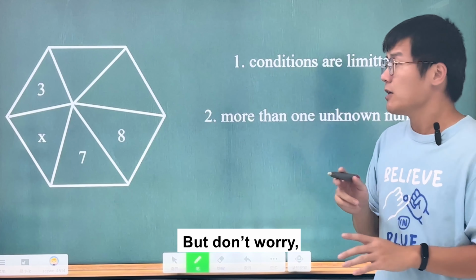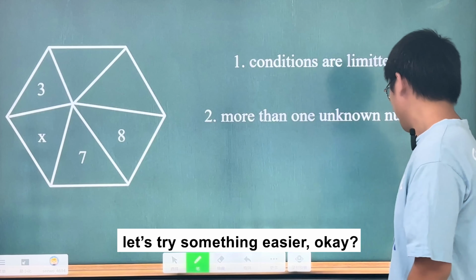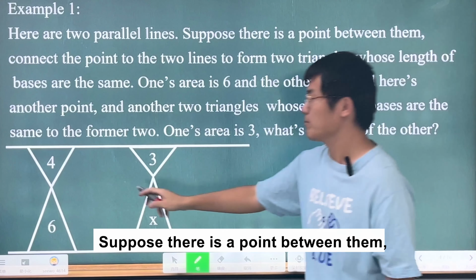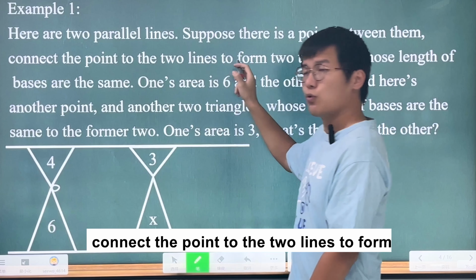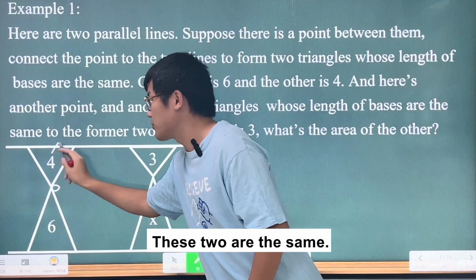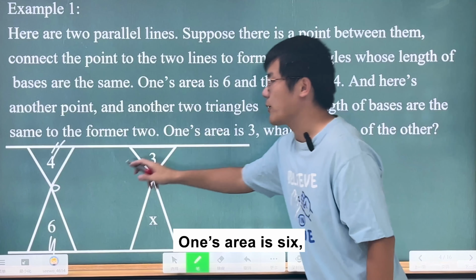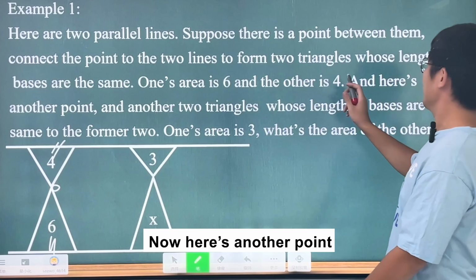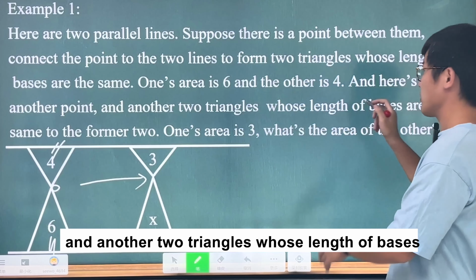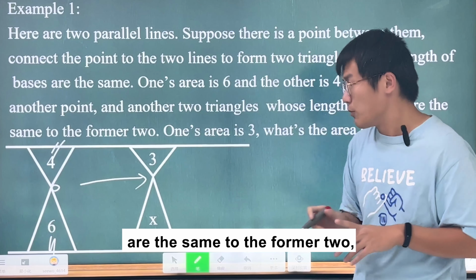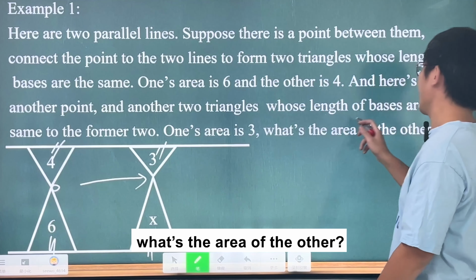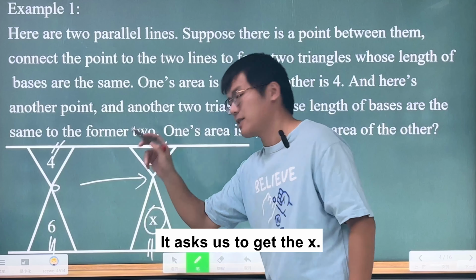But don't worry. Since this is difficult, let's try something easier. Look at the example. Here are 2 parallel lines. Suppose there is a point between them. Connect the point to the 2 lines to form 2 triangles whose lengths of bases are the same. These 2 are the same. And one's area is 6 and the other is 4. Now, here's another point. The point is moving to here. And another 2 triangles whose lengths of bases are the same as the former 2, which means the 4 bases are the same. One's area is 3 and what's the area of the other? It asks us to get the x.